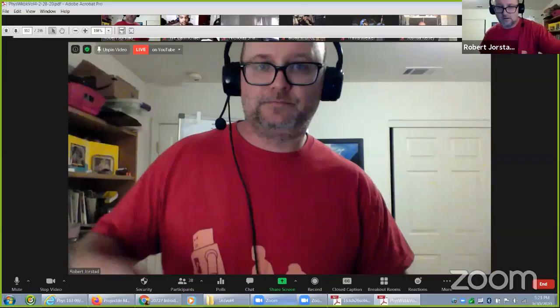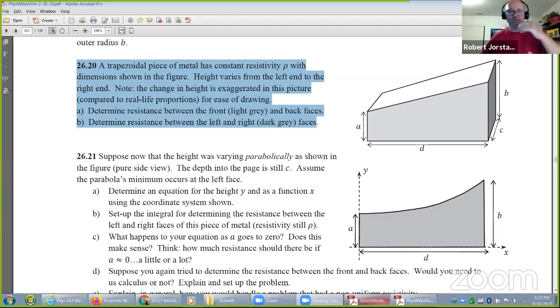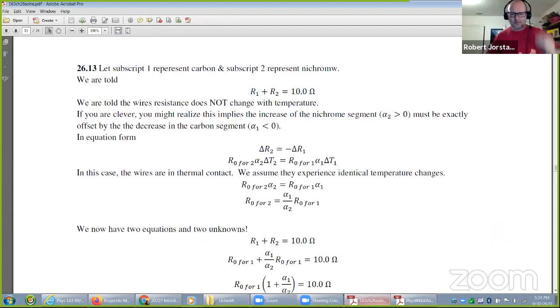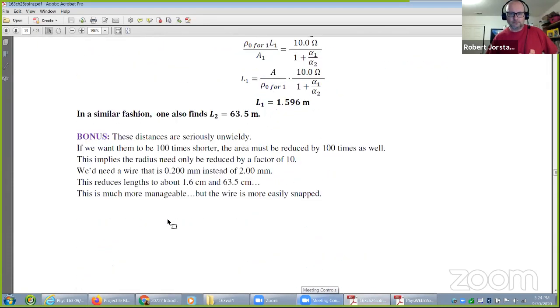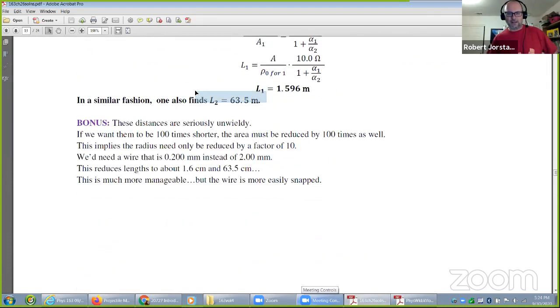Now let's look at that solution and see if there's any nuggets. What problem was this? Oh man, that's a long resistor. Look at that.